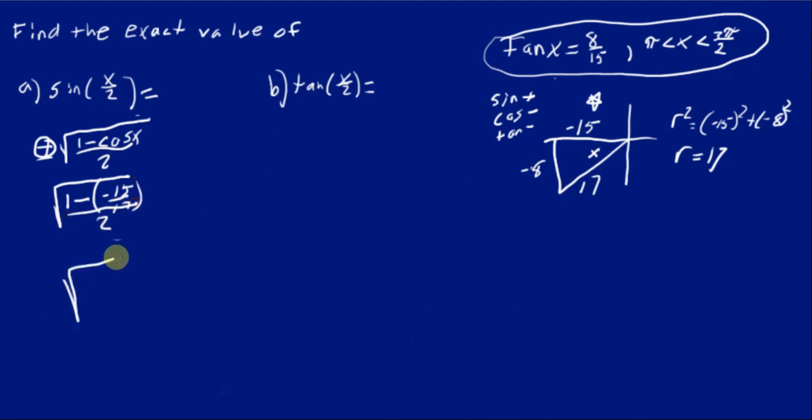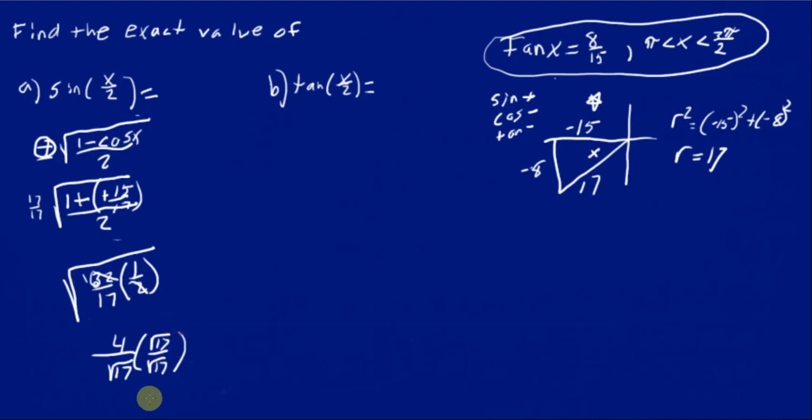So that's going to be the square root of now 1, which is going to be 17 over 17, plus 15 over 17, or 32 divided by 17. Divided by 2 or times a half. So the 2 is going to go into there 16 times. So I've got the square root of 16, or 4, all over the square root of 17. We need to rationalize that. So it's square root of 17 over the square root of 17, which is 4 square root of 17 all over 17.